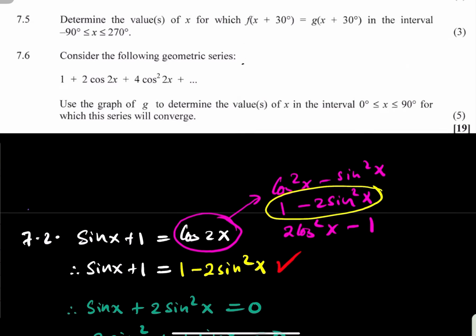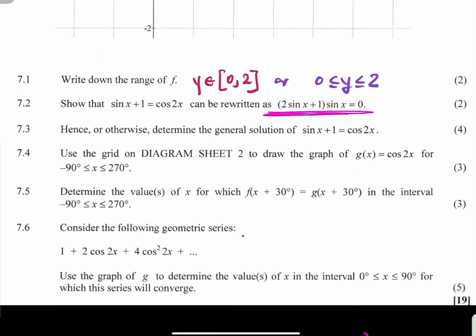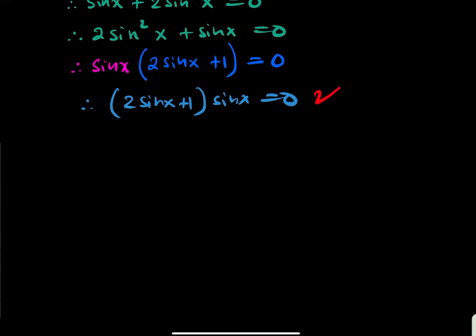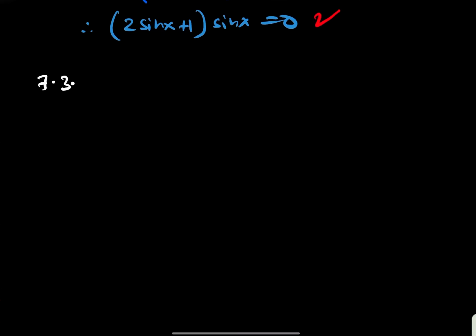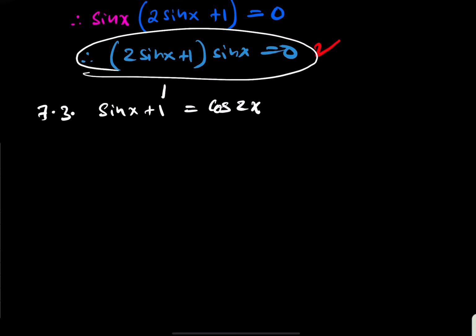Let's check the next question, 7.3. Hence or otherwise determine the general solution of sine x plus 1 equals cos 2x. Okay, that is really easy. 7.3, let me put it here. You get sine x plus 1 equals cos of 2x. You want to find the general solution, but we have agreed that this is the same as this one.